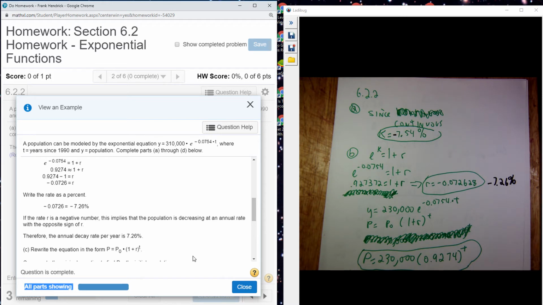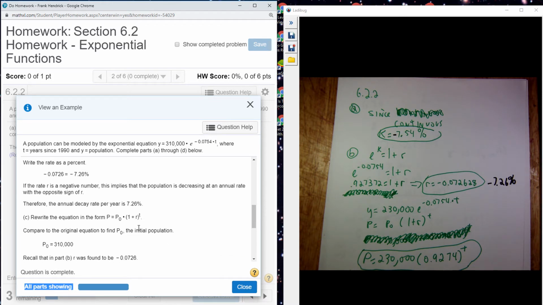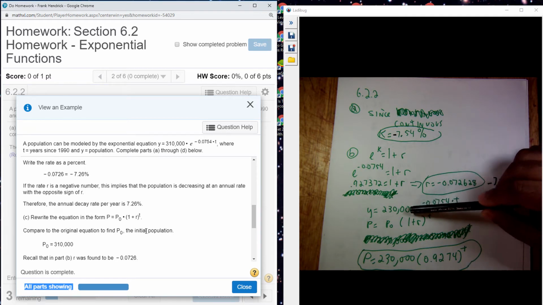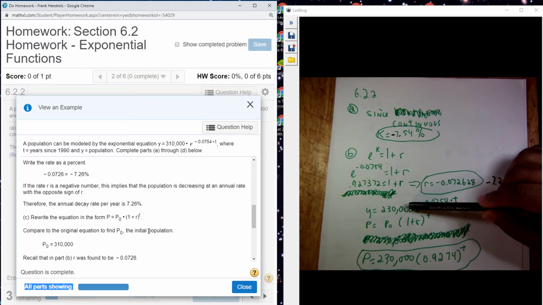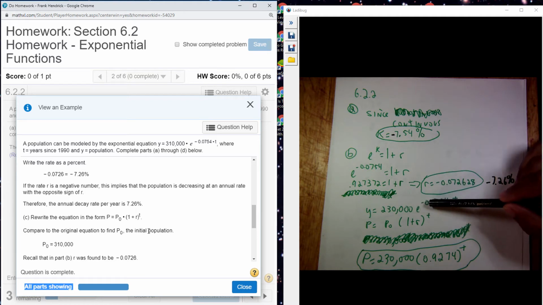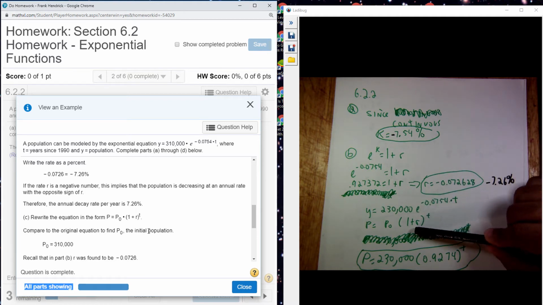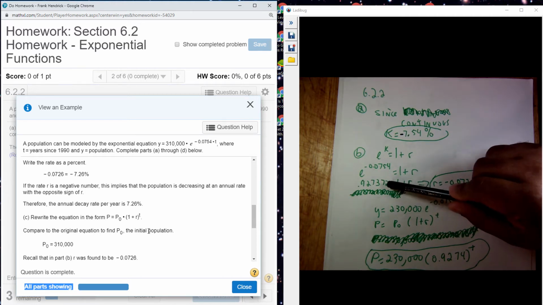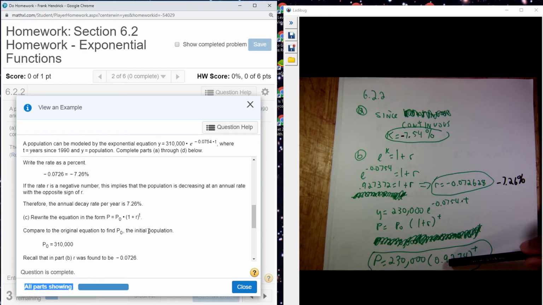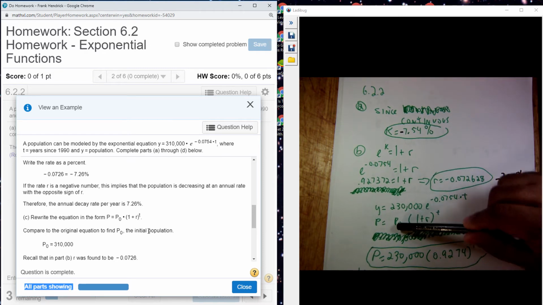Then they ask you to write it in the form with P0 here. So we can line these up. We already know that e to the k is equal to 1 plus r. So I already found that 1 plus r, or e to the k, is going to be this number here. So I can replace it, and my initial value gets replaced, and that becomes my new equation.